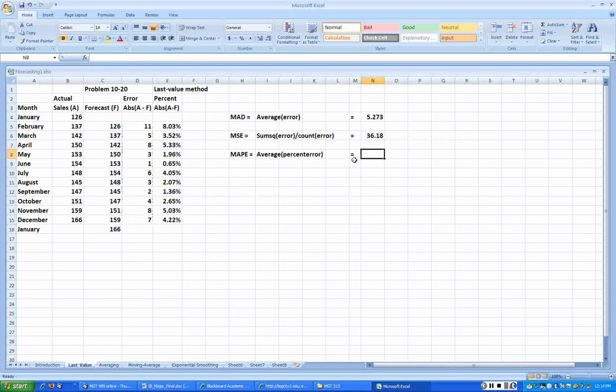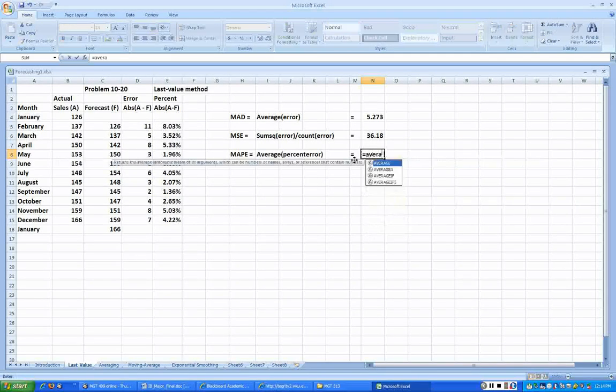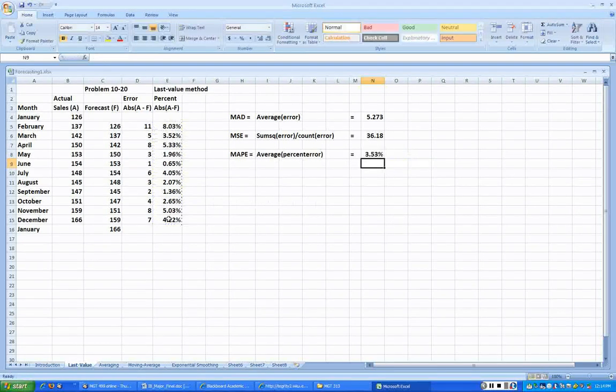Okay, mean absolute deviation is nothing but the average of the percent errors that we have. 3.53%. What that says is, on an average, in this situation, about 3.53% of our demand was either stock out or it was in the inventory. Okay, one of those two situations. So that's what the mean absolute deviation is.